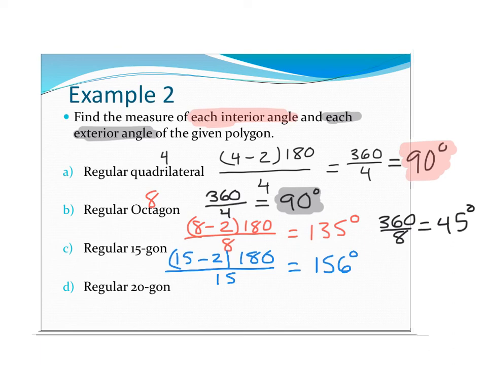So how do we find each exterior angle? Divide by 360 divided by 15. What do we get? What is it? 24 degrees.